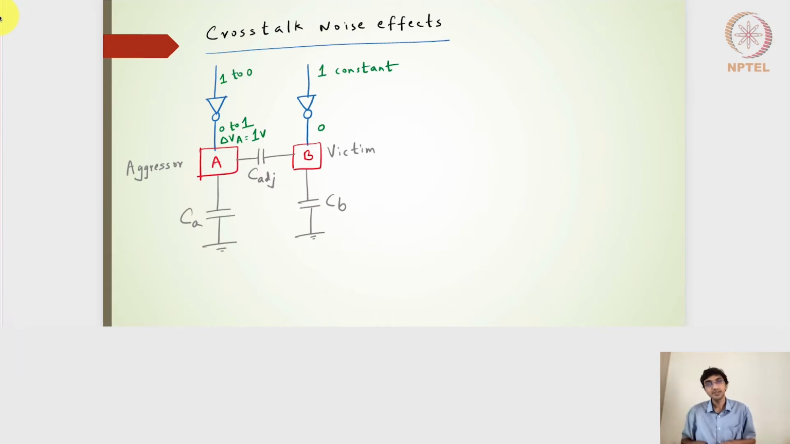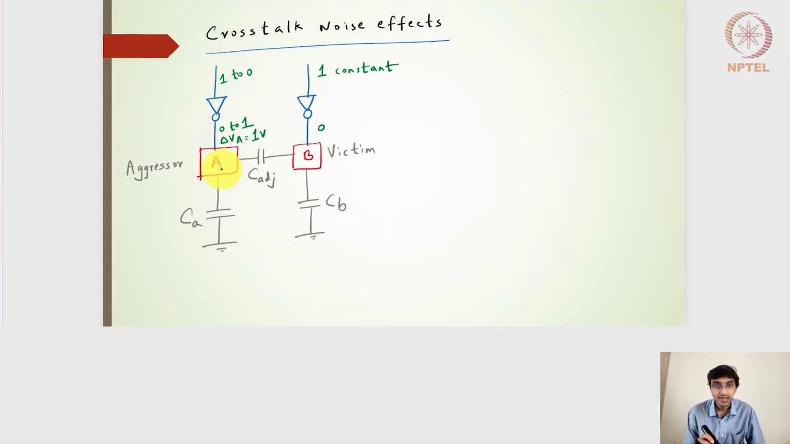So in this slide, I have drawn a schematic of the crosstalk. I've shown wire A and wire B, where wire A is driven by an inverter, and wire B is also driven by an inverter. Wires A and B have their own characteristic capacitances and resistances. The capacitances CA and CB are the wires' own capacitances, which are seen here.